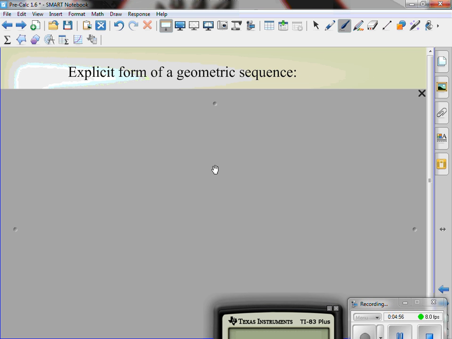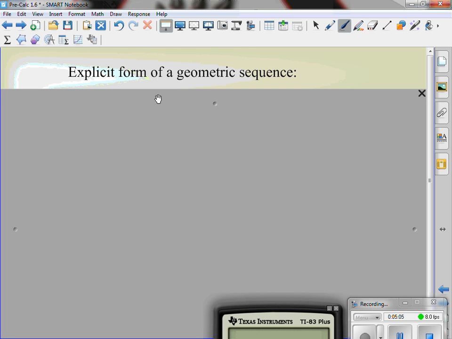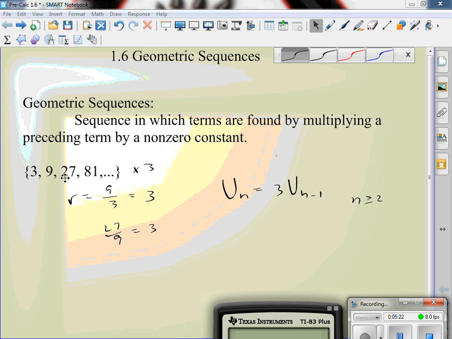Explicit form. Remember, recursive has the u sub n and the n minus 1. Explicit is a little bit different. You need u sub 1 in the problem. The explicit formula is u sub n equals u sub 1 times r to the n minus 1 power. If I look at this one and I want to write it explicitly, remember this is recursive.